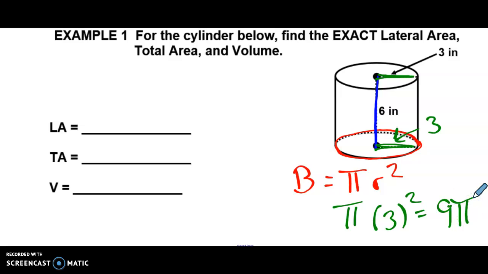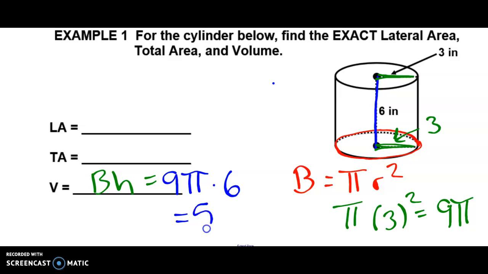All right, and then my height is 6. So for my volume, it's just my base times my height. So in this case, it will be that 9 pi times 6. Because we're leaving everything in terms of pi, we don't actually have to worry about multiplying by pi. We're just going to do 9 times 6, and 9 times 6 is equal to 54. So my volume is 54 pi. And then we're done.